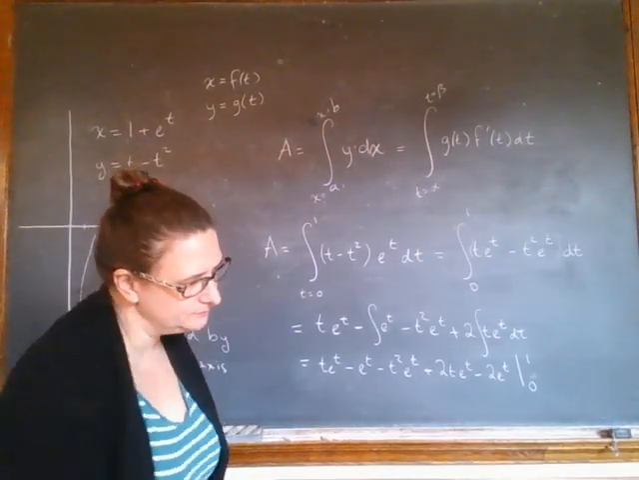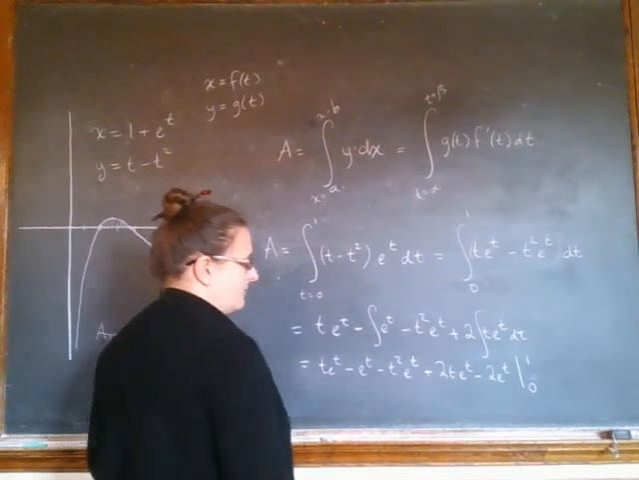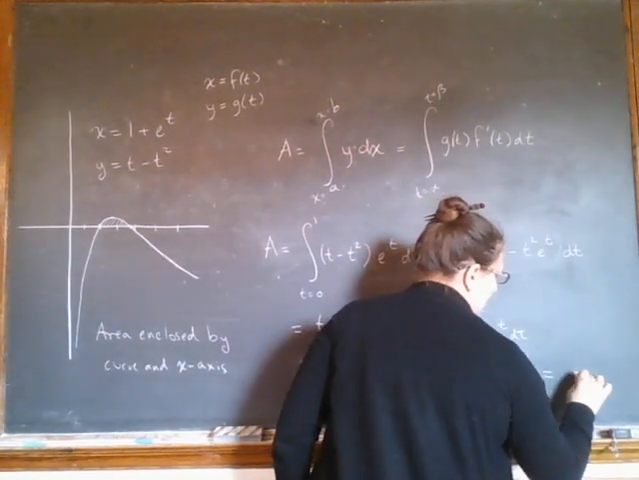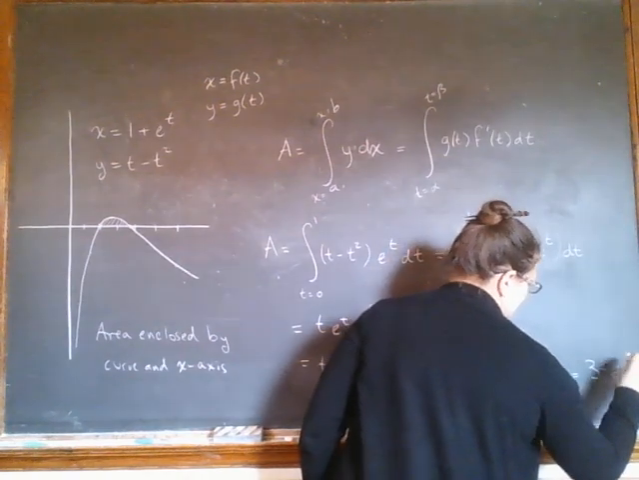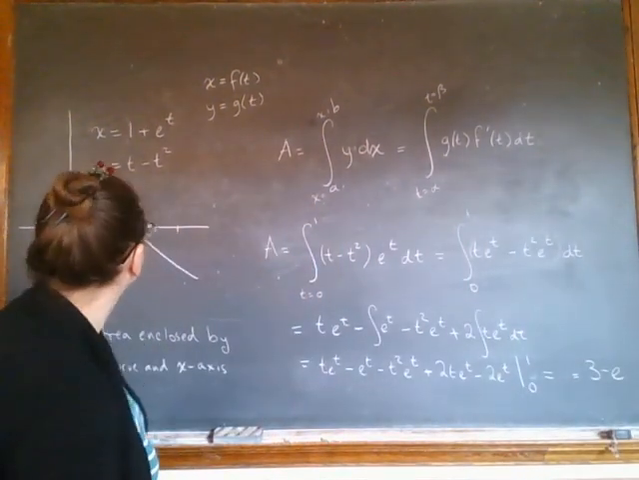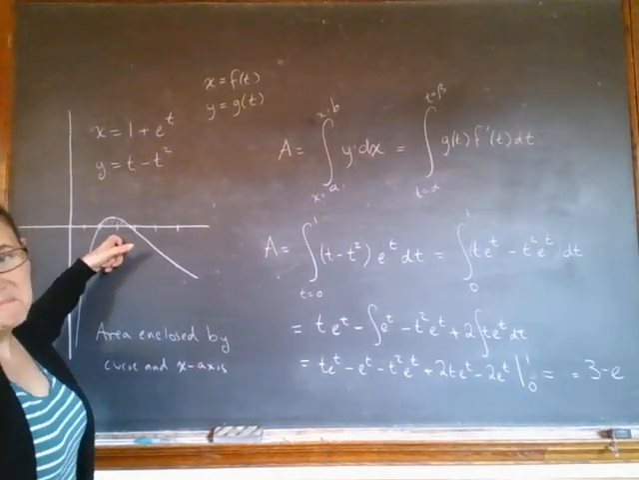Eventually, if you evaluate that, your answer is 3 minus e, which is a small number, but this is a small area. That makes sense.